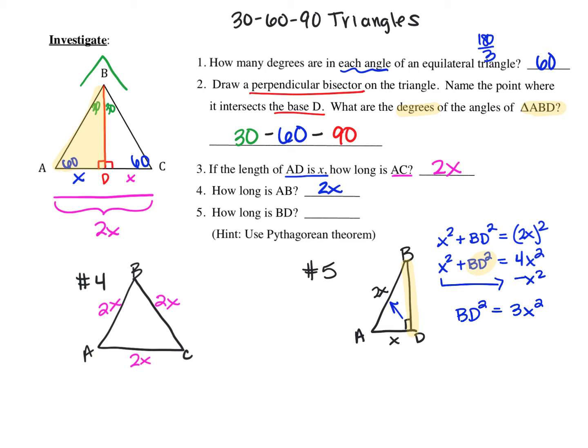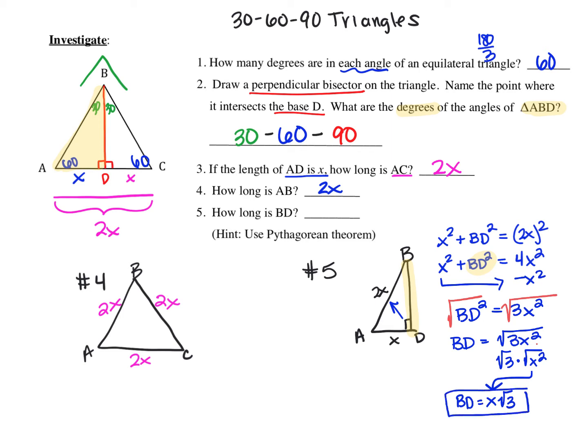And then to solve for the length of BD, you're going to take the square root. So take the square root of both sides. So now I have BD is equal to the square root of 3x squared. So when we simplify this, we have the square root of 3 times the square root of x squared. This one will simplify. So the square root of x squared is x. The root 3 does not simplify. So we have BD is equal to x root 3.